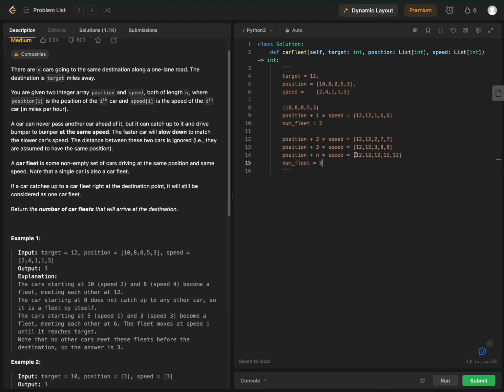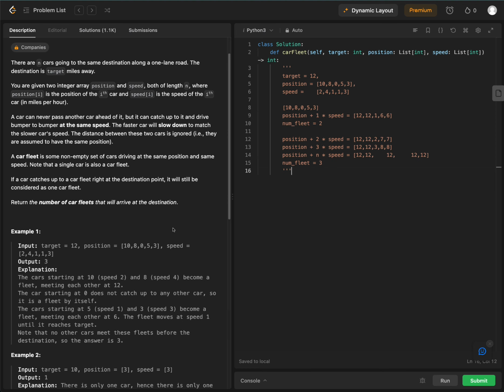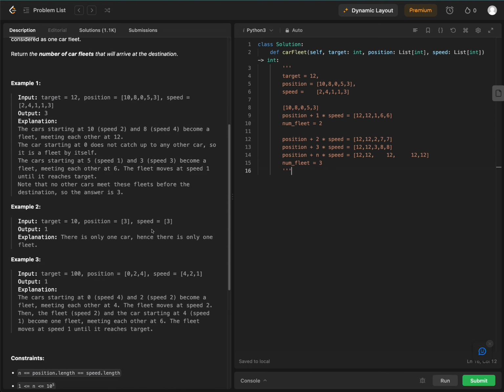Just to be clear, to separate this out like that, these will be the fleets. So essentially for this question, the car starting at 0 with speed 4 and the car with speed 2 become a fleet, meeting each other at 4. The fleet moves at speed 2. So 1 car, 1 fleet.